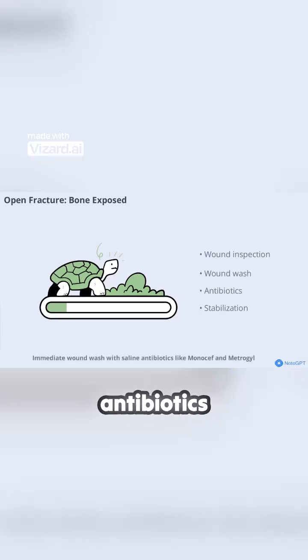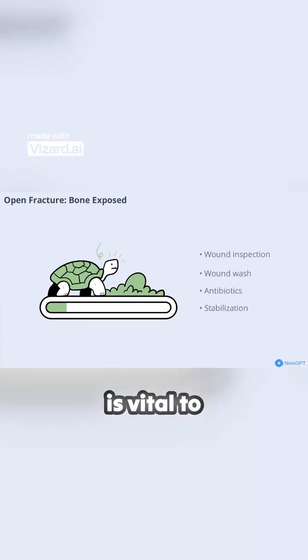Immediate wound wash with saline, antibiotics like Monosef and Metrogel, and tetanus prophylaxis are essential. Stabilization with external fixators prevents further damage. Early and thorough management is vital to prevent complications like gangrene and sepsis.